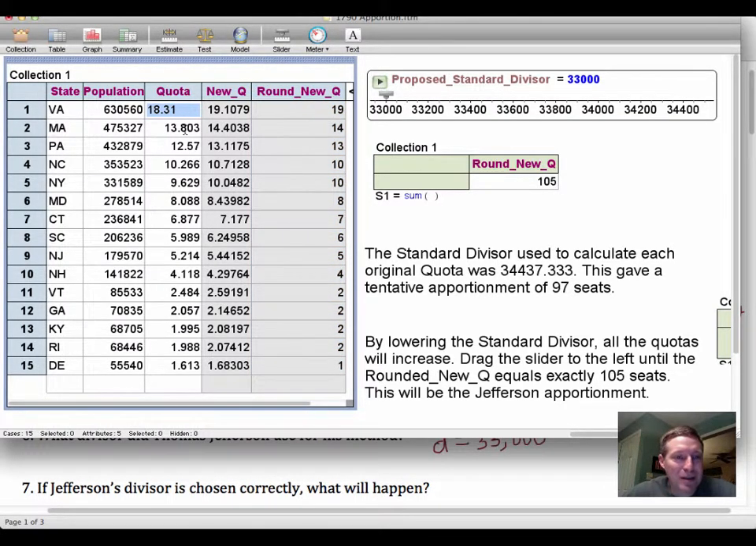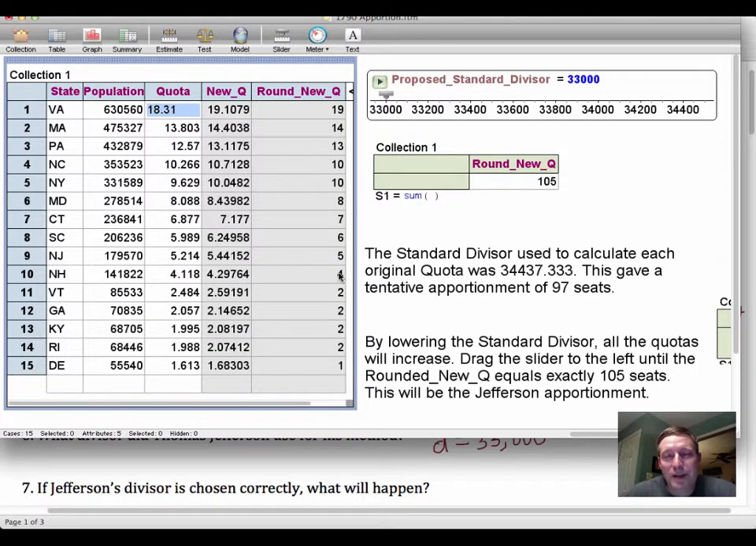They've got 19. Massachusetts earned another seat. They're 14. Pennsylvania earned another seat. They're up to 13. So the biggest 3 states all got an extra seat. And down here at the very bottom, Delaware did not get an extra seat. With the Hamilton method, Delaware got 2.